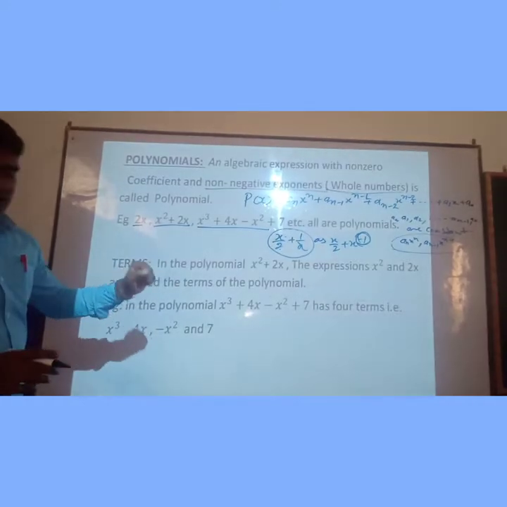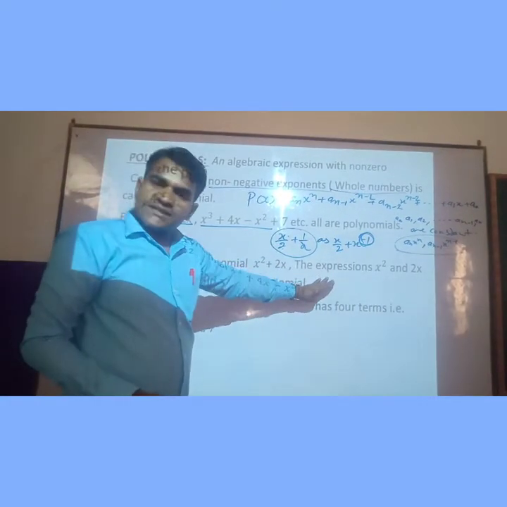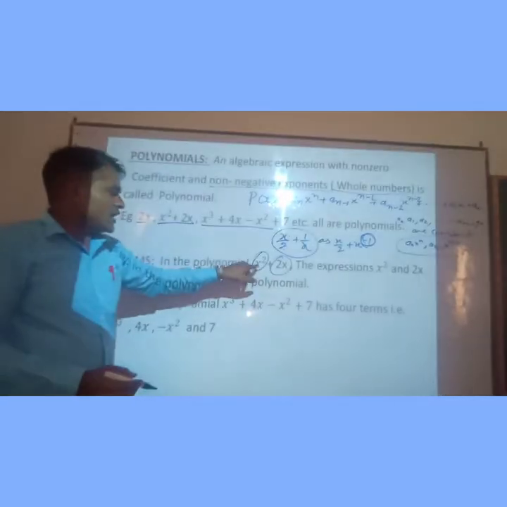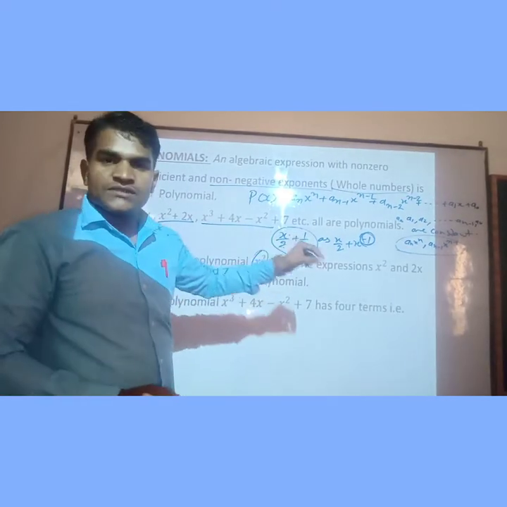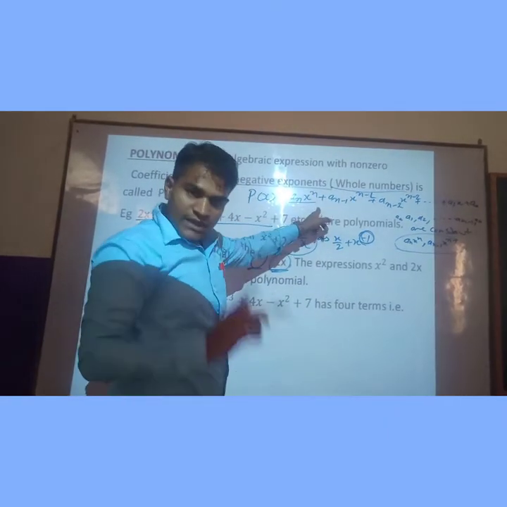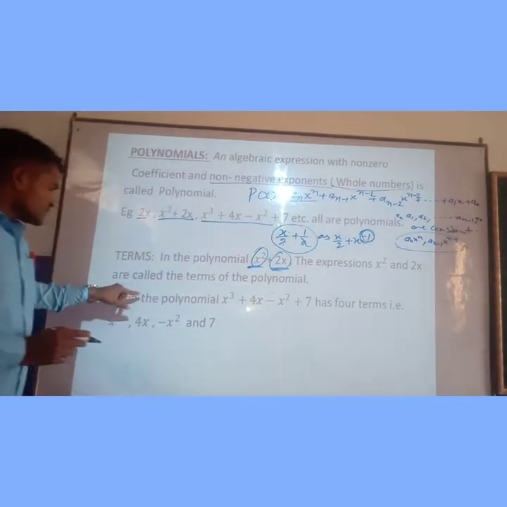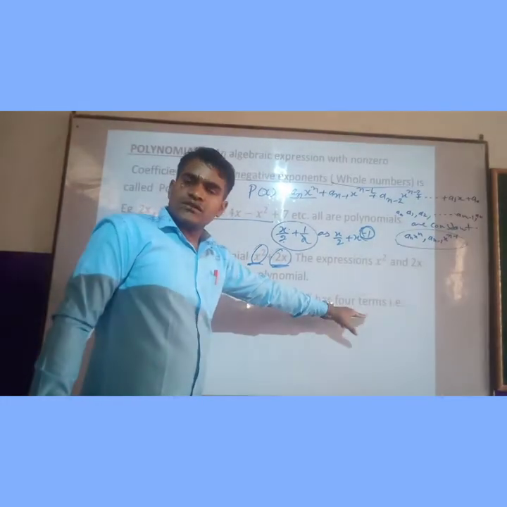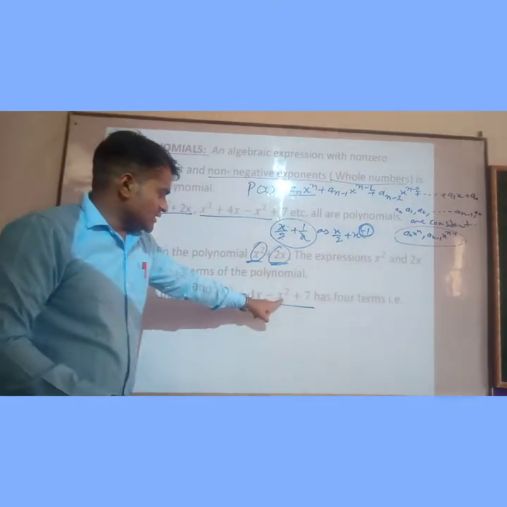Now let's learn with an example. In the polynomial x^2 + 2x, the expressions x^2 and 2x are called the terms of the polynomial. x^2 is a term and 2x also is a term. Here a_(n-1) x^(n-1) is also a term. Understood? For example, the polynomial x^3 + 4x - x^2 + 7 has 4 terms. How many terms? 4 terms: 1, 2, 3 and 4.